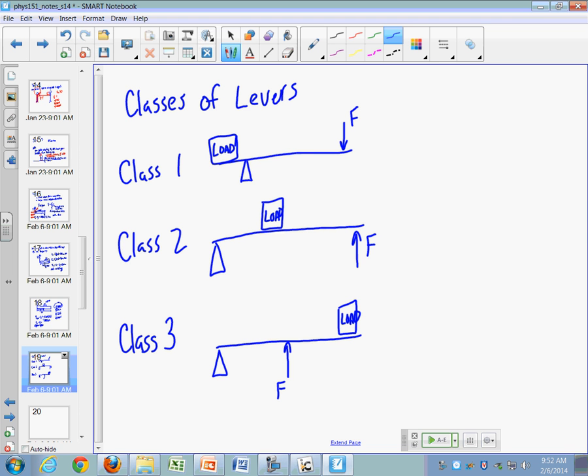All right, I'm going to hand y'all some rulers first. And the first thing I want you to do is just make a class 1 lever. So I'm going to hand you a ruler, and then I'll hand out some masses. Well, that's not a very good lever, is it?